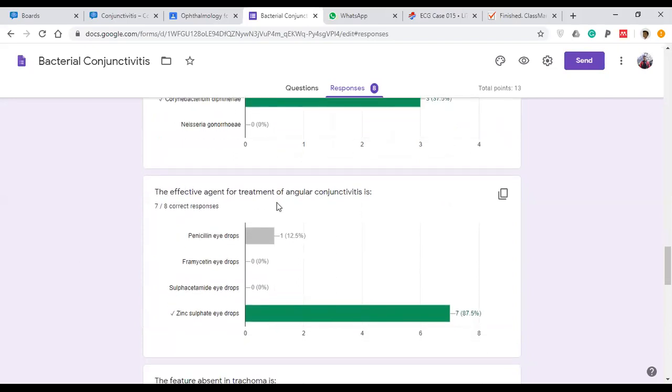Effective agent for treatment of angular conjunctivitis. We discussed three important agents: oxytetracycline, zinc sulfate, and zinc oxide.